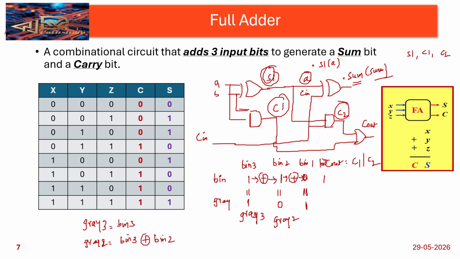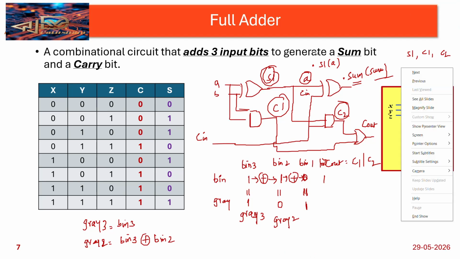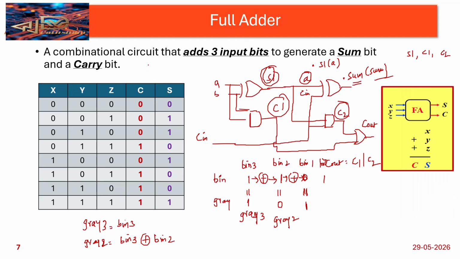So this is equal to 1. That means how I am writing that: 1 XOR with 0, I am getting 1. So this equal to is written in the downside. That is the reason I am writing here. Then I am getting the gray 1 bit position value.